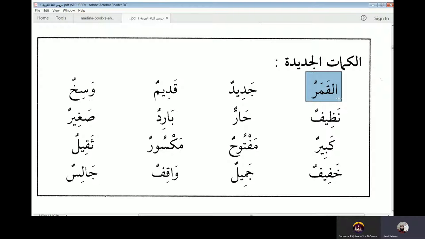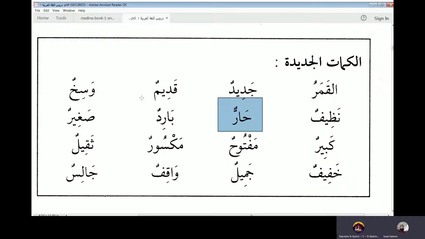Al-Qamaru, the moon. Jadid, new. Qadim, old. Wasikhun, dirty. Nadifun, clean.